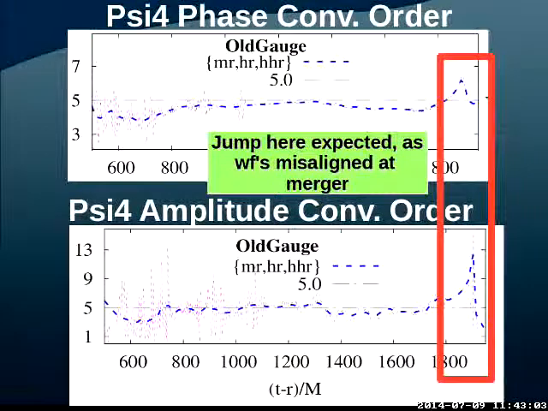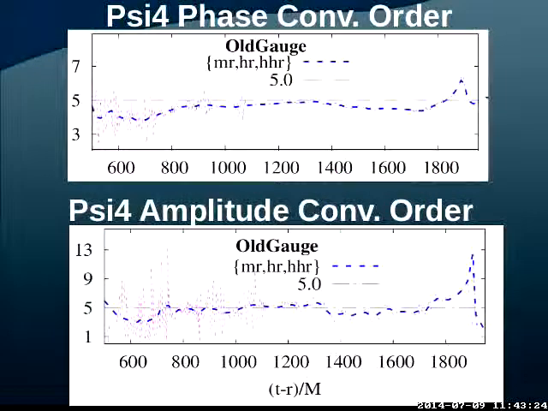Now, I should point out that the weird convergence behavior at merger is expected, as the black holes merge at slightly different times depending on resolution. So effectively what you get is a big change in phase, and the amplitude drops very, very far, orders of magnitude, immediately. But the oscillations elsewhere in convergence order are simply unacceptable.